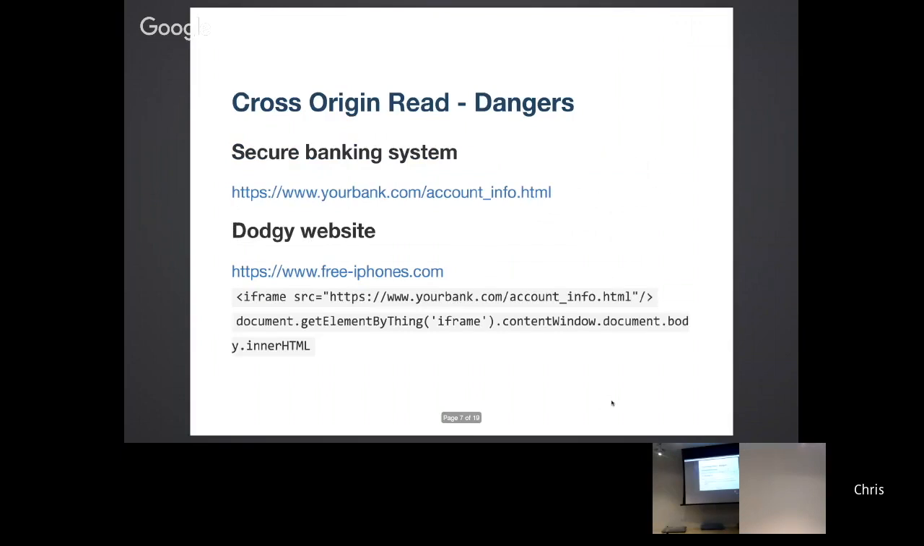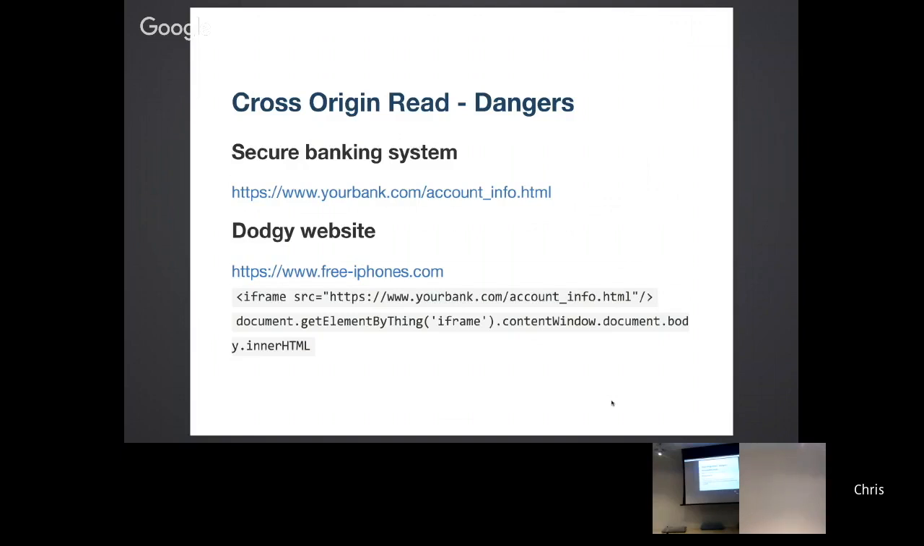So why is it that we can't read? Because read's normally one of the safer things to do. Why is it dangerous? Well, let's imagine we have a secure banking system, yourbank.com, and you're looking at your account information. Let's also imagine that there's a whole bunch of good security on there. They've got authentication, they've got two-factor auth, they're super, super secure.